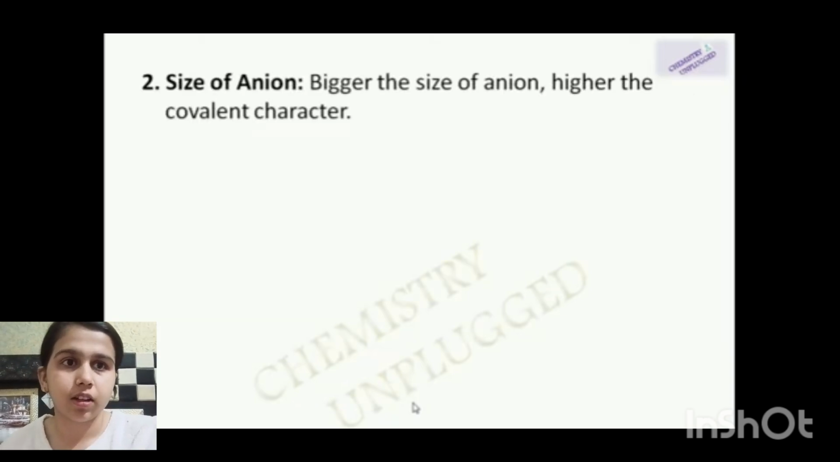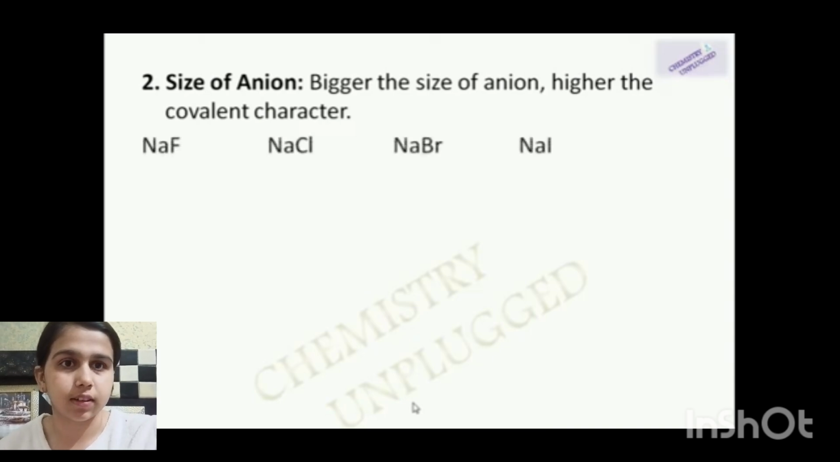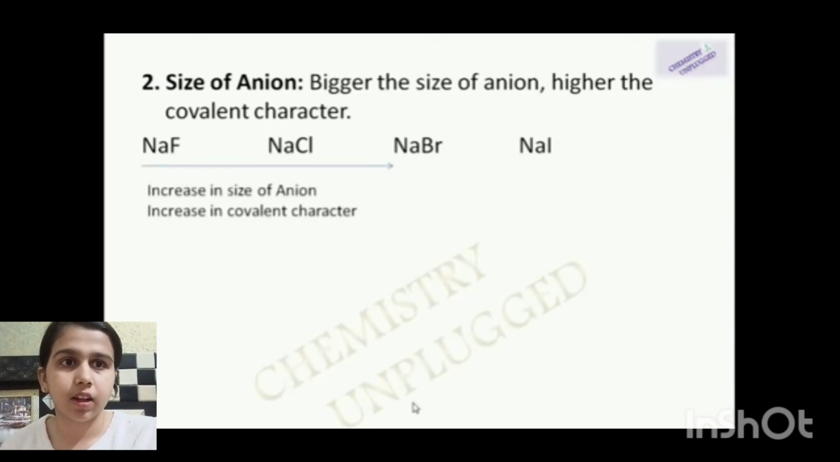Then next is size of anion. Bigger the size of anion means an anion has bigger electron cloud. It is higher possibility that its electron cloud will be distorted or get polarized. So the covalent character increases with increase in the size of anion. For example, if we take sodium fluoride, sodium chloride, sodium bromide and sodium iodide, among them sodium, that is cation, is common, but the size of anion is increasing and the iodide ion has maximum size. So, the covalent character will be maximum in NaI and minimum in sodium fluoride.